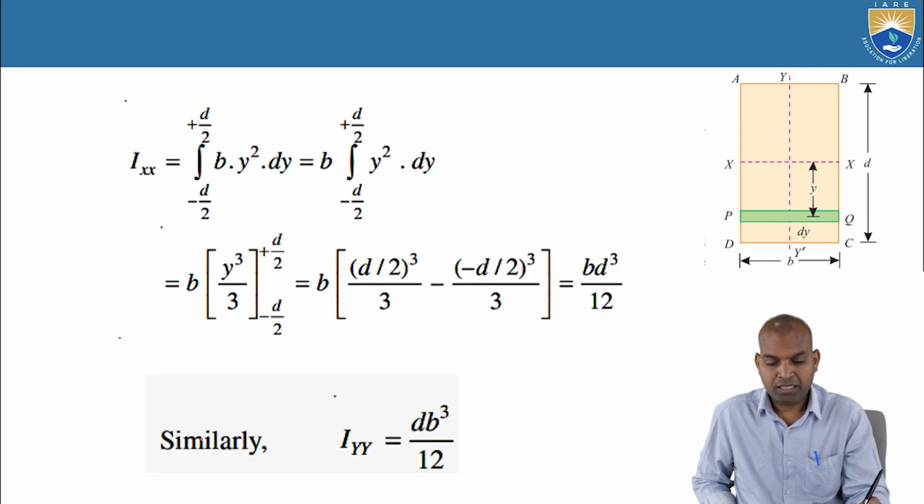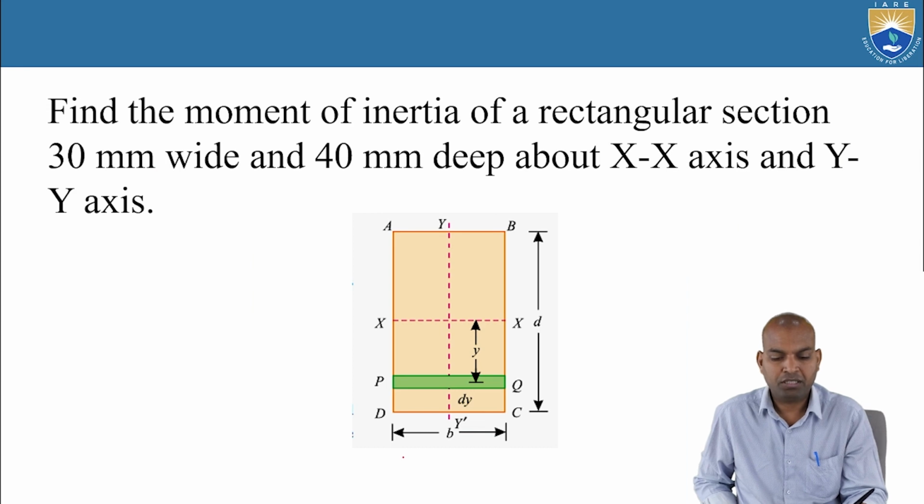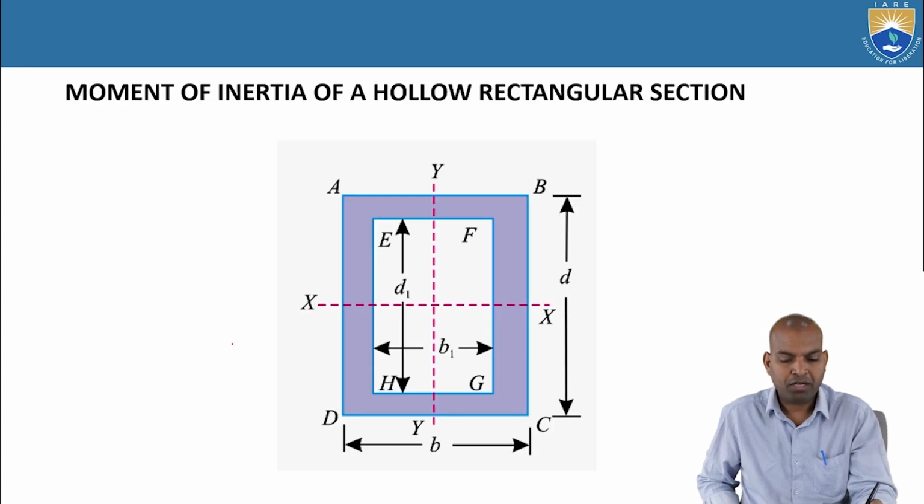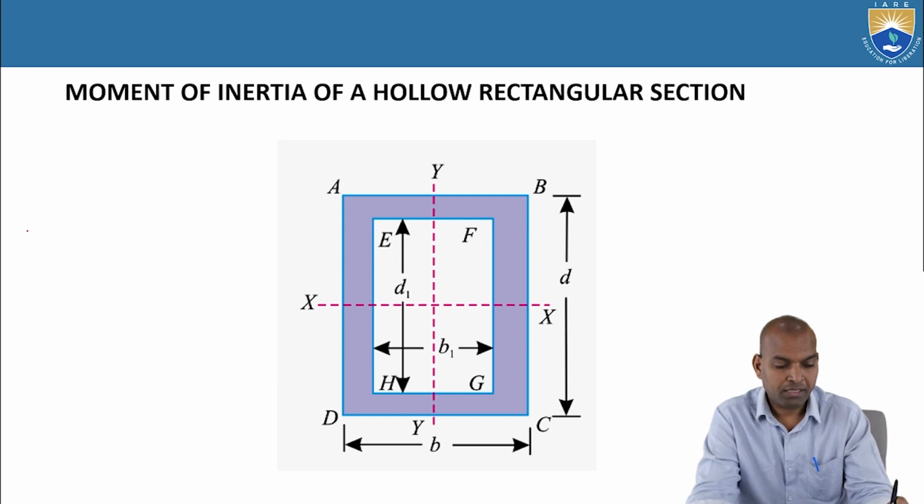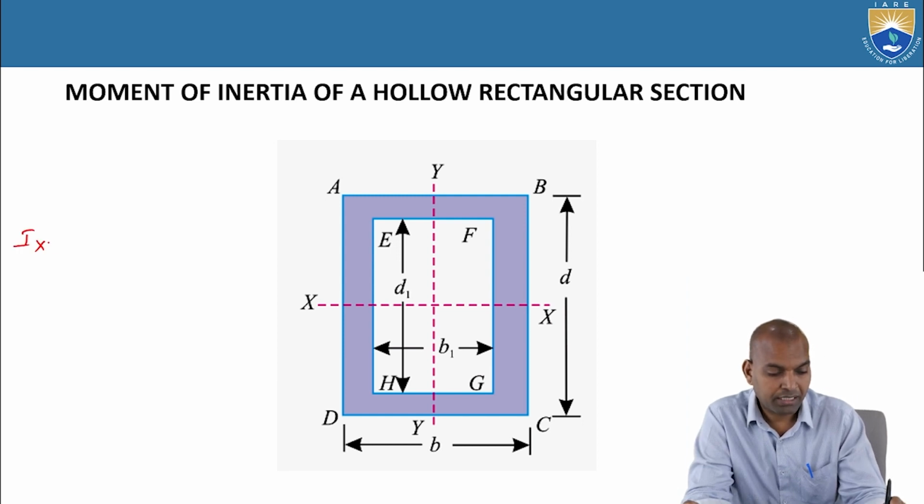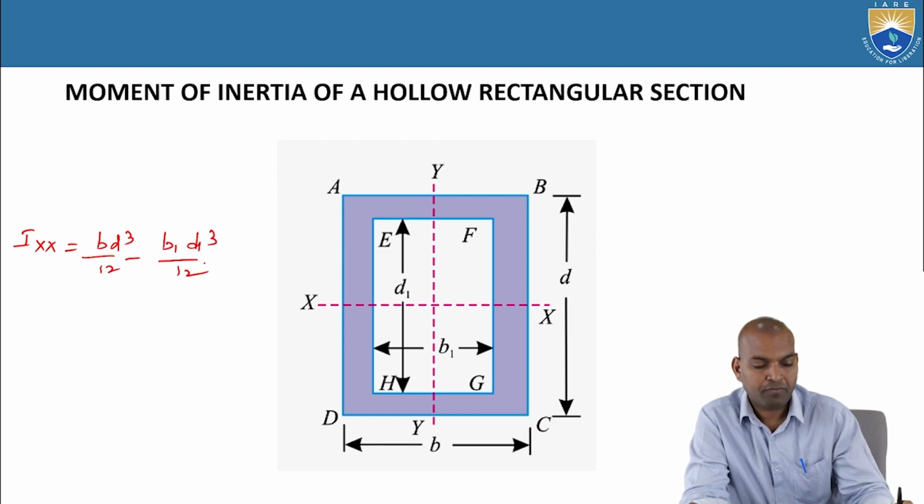Now similarly, for a hollow rectangular section, which has outer dimensions d and b, and inner dimensions d1 and b1, the xx and yy axes pass through the centroid or center of gravity of this section. So Ixx equals b d cube by 12 minus b1 d1 cube by 12.